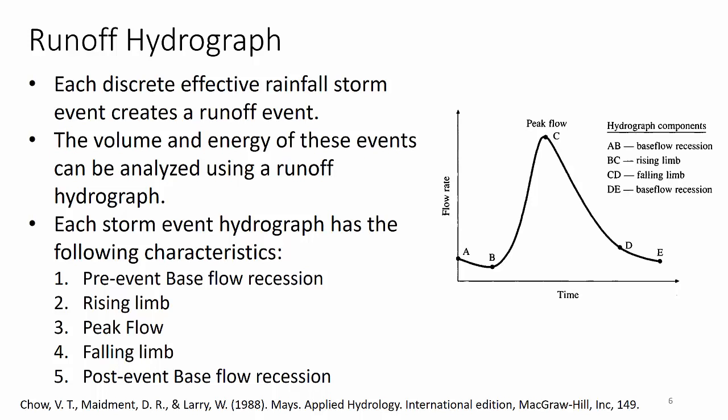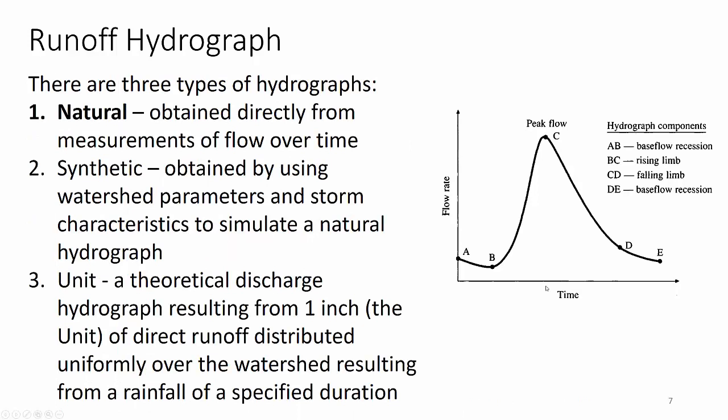Each storm event hydrograph has the following characteristics. It has a pre-event base flow recession, A to B here. A rising limb, B to C, a peak flow at C, some maxima, a falling limb, C to D, then a post-event base flow recession, D to E. Now D is usually larger than B, just because of the way the base flow returns. Some of this base flow includes interflow from the soil, which is not runoff flow. And so we typically acknowledge that some of the base flow will increase from a runoff event because of interflow.